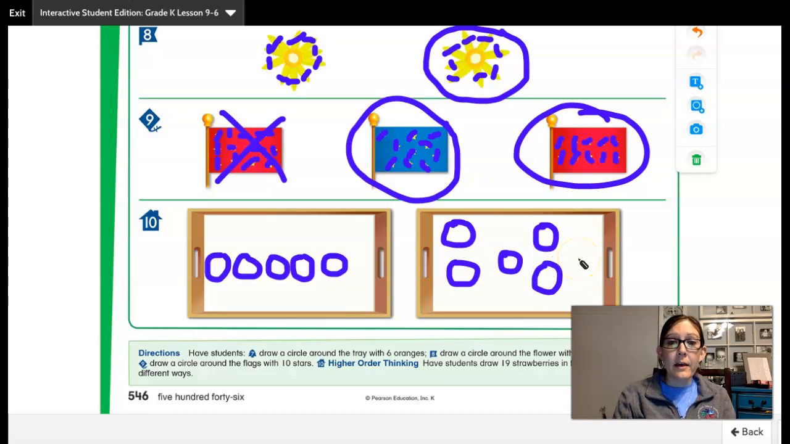Yeah, take a look at that. I just showed 5 in 2 different ways. They both still have the same amount though, don't they? Yep, this one shows 5 and this one has 5. The arrangement does not matter. All right, go ahead and turn your page.